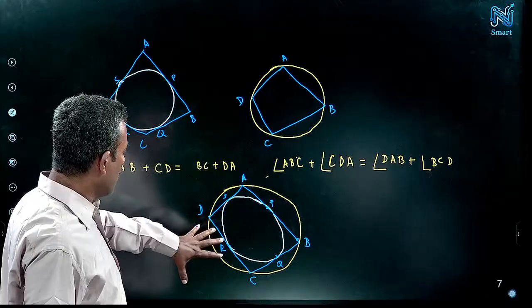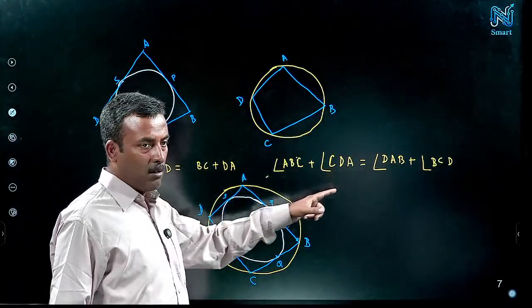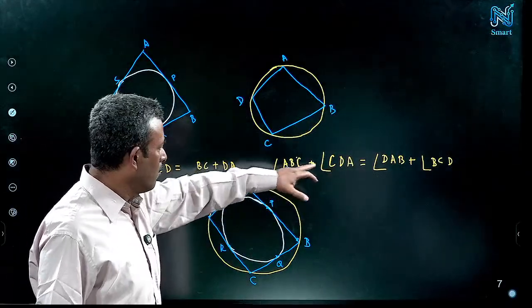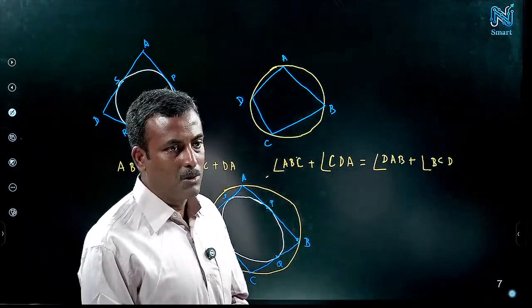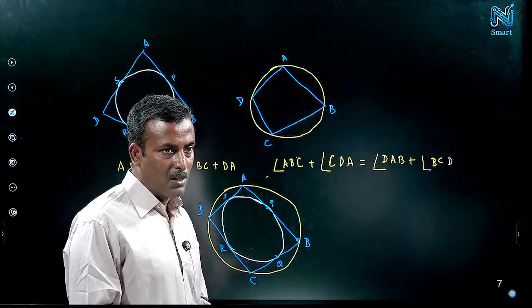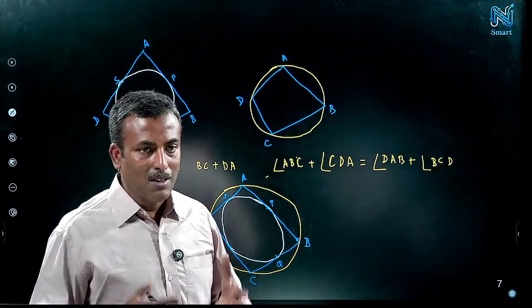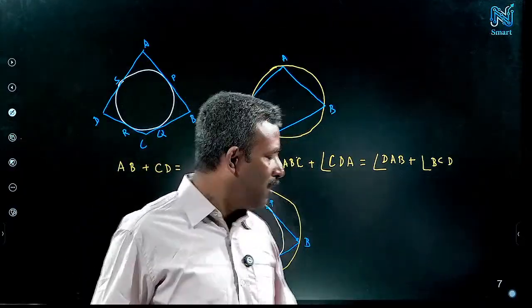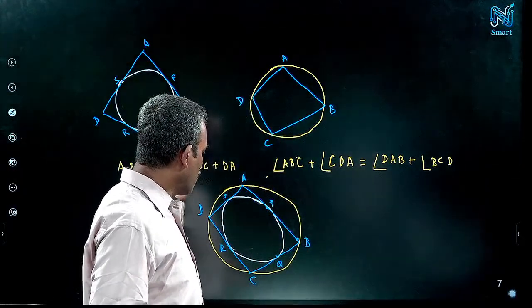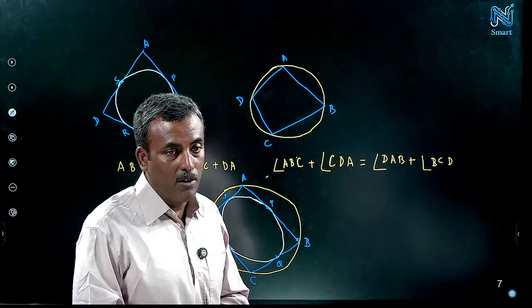Now combining these two, what we get? If this figure is true, then this is also true. Sum of the opposite sides for the two pairs are equal. Sum of the opposite angles of the two pairs are equal. Okay, so now the question is: for which type of quadrilateral is this true?